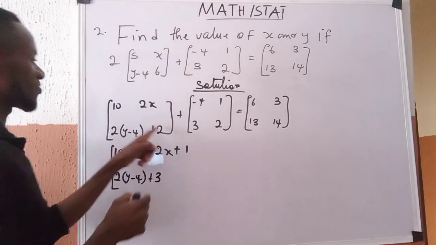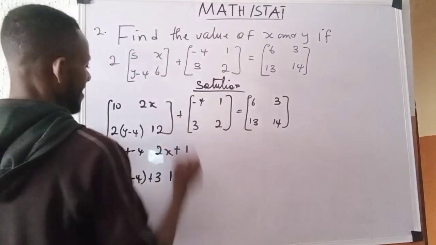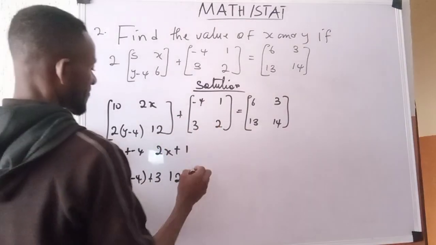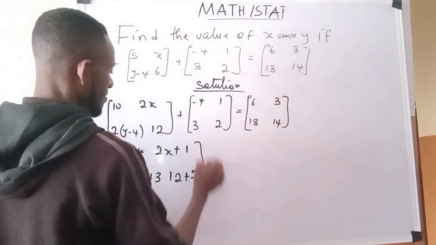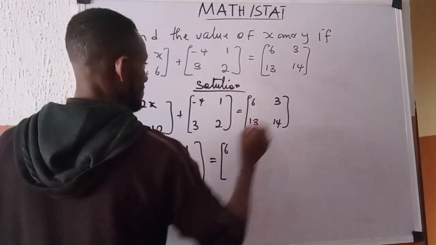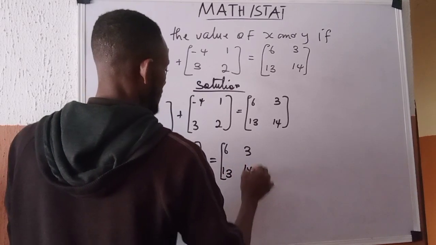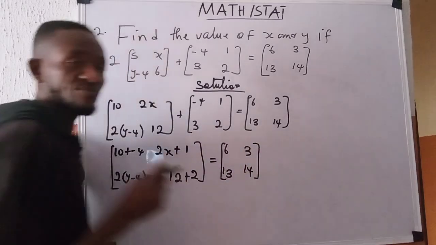I come over to this one. What I have here is 12. The sign here is plus. What I have here is 2. I'll close up the brackets. This is equals. Here is 6, here is 3, here is 13, and here is 14. I'll close up the brackets.